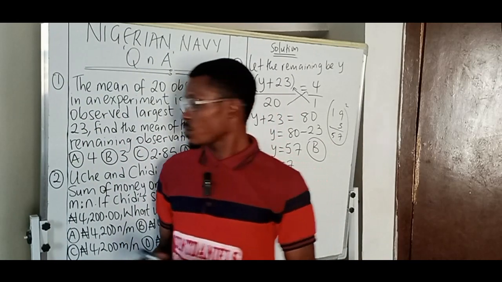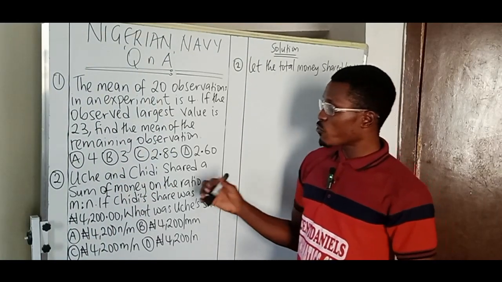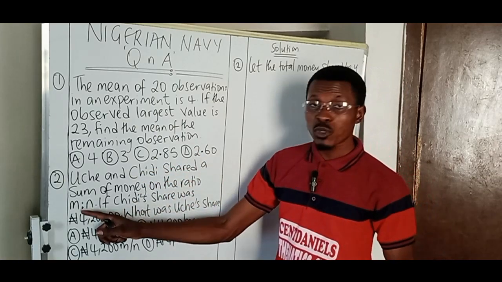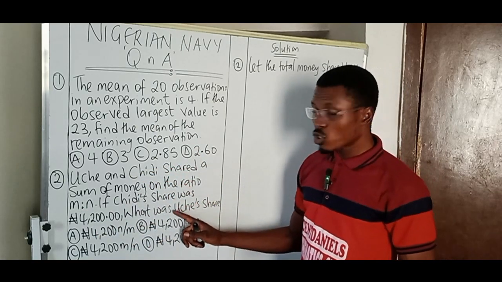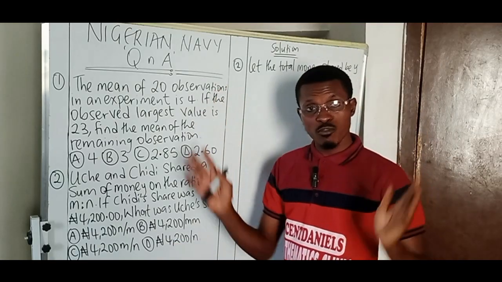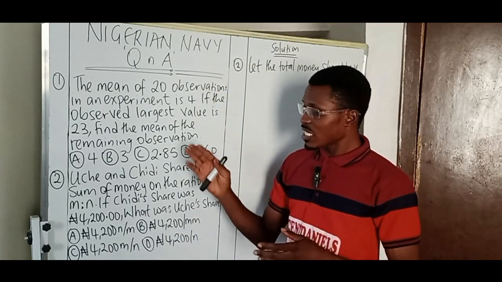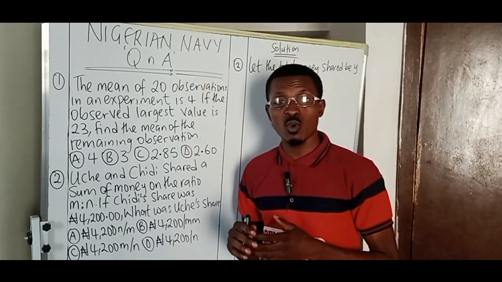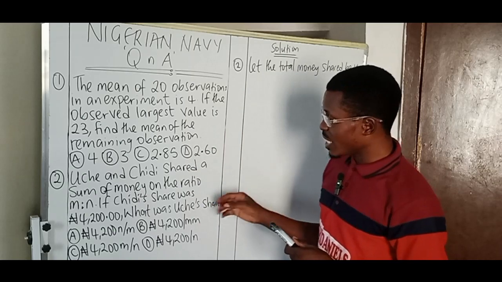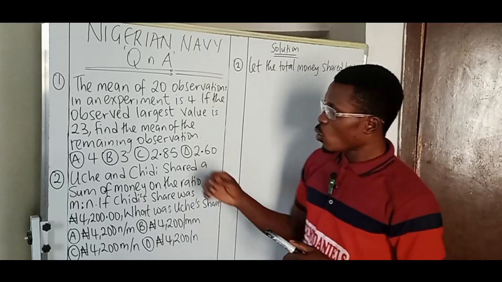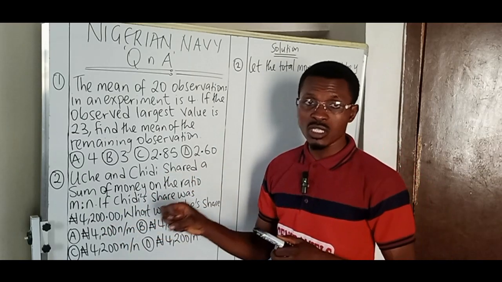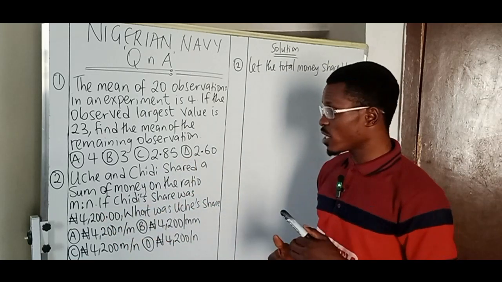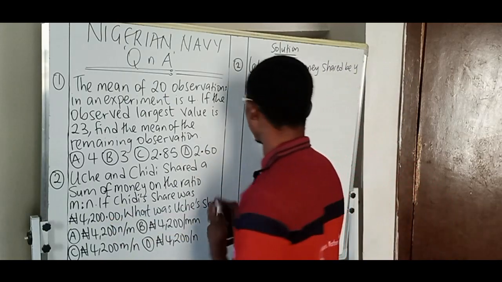Now move to number 2. Now for number 2, we're asked to find Uche's share, if Uche and Chidi share an amount in this ratio M/N. For us to get Uche's share, we must know the total amount of money shared between them. And since it is not given in the question, we'll let the total money shared be Y. So I'm going to use that to get Uche's share. Before then, we're also given the amount Chidi got, 4,200. How do you come about it? It will give us a clue into getting Uche's share.